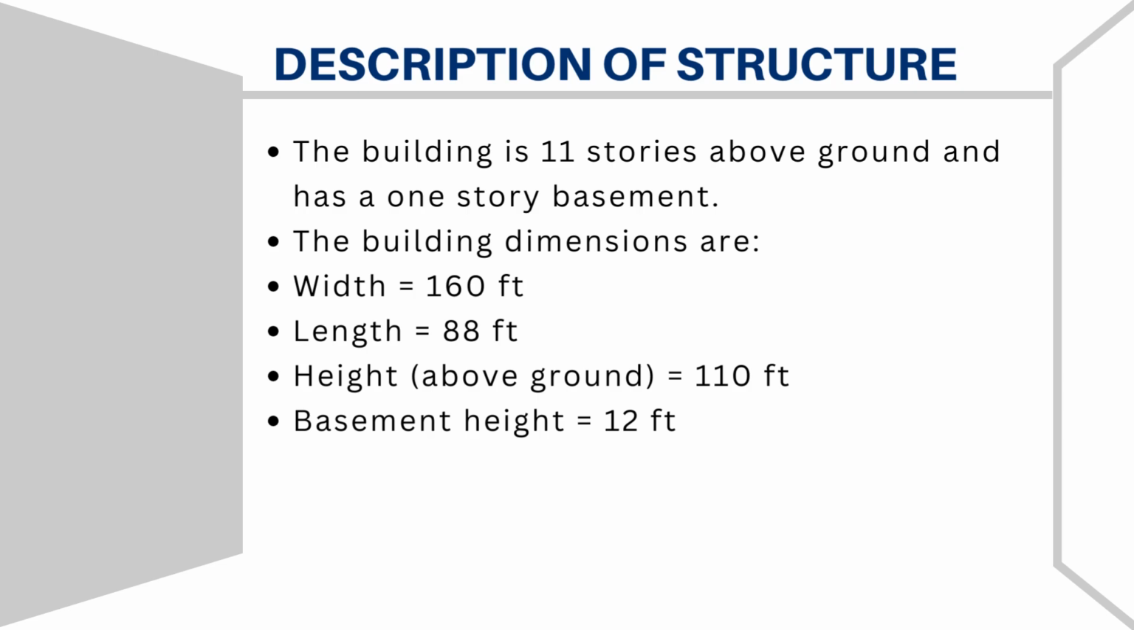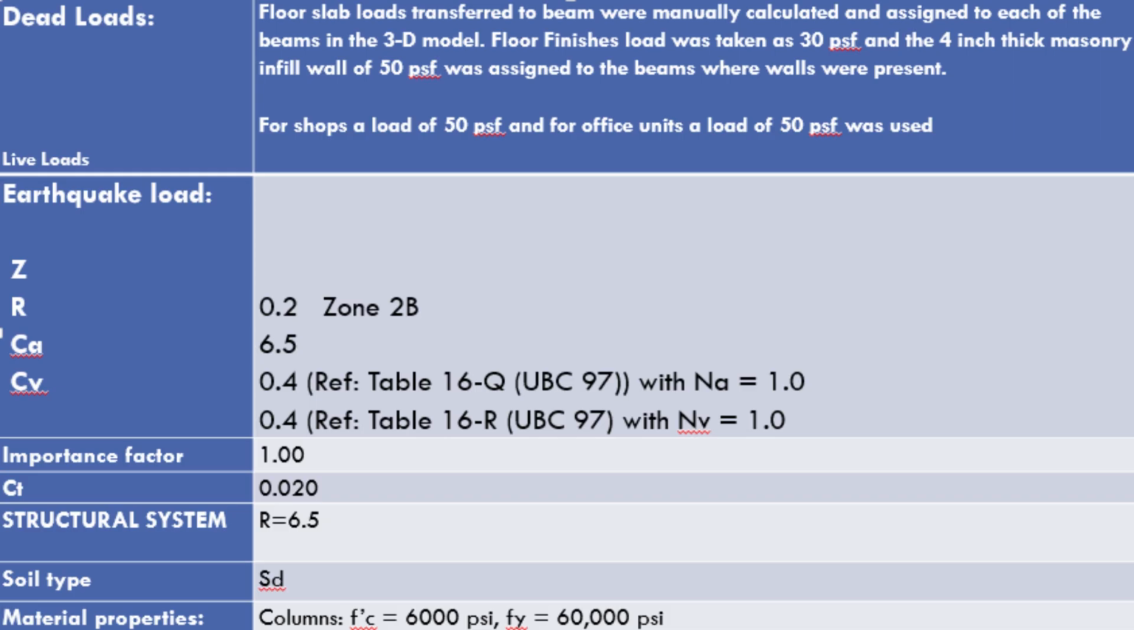Description of structure. The building is 11 stories above ground and has a 1-story basement. The building dimensions are width = 160 feet, length = 88 feet, height above ground = 110 feet, basement height = 12 feet. This is the table of code factors of UBC we have used in our project.